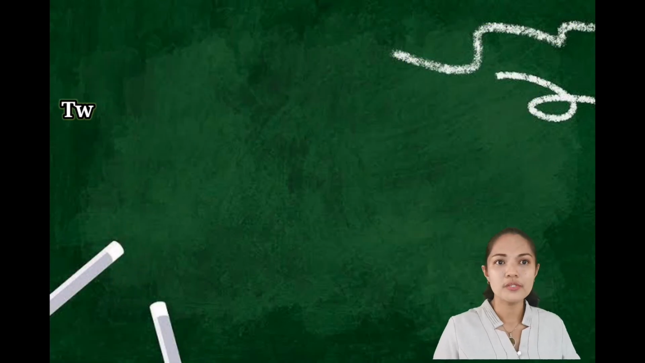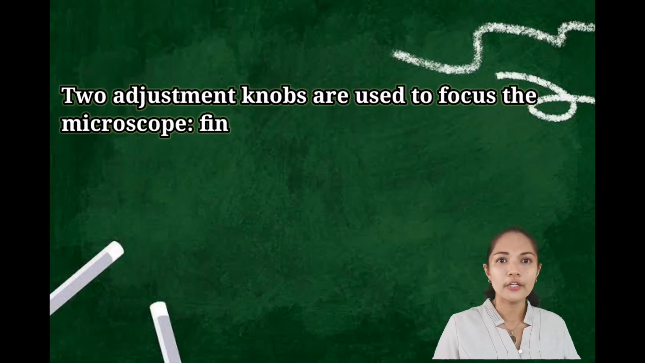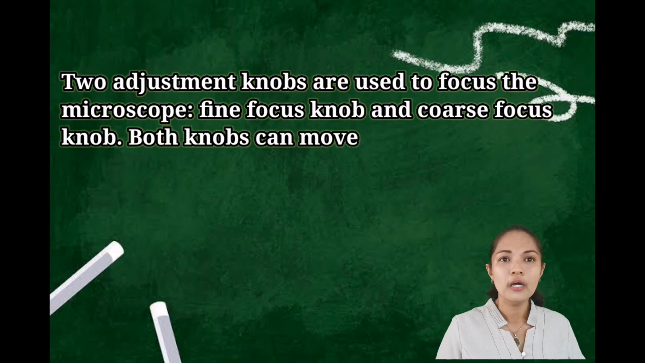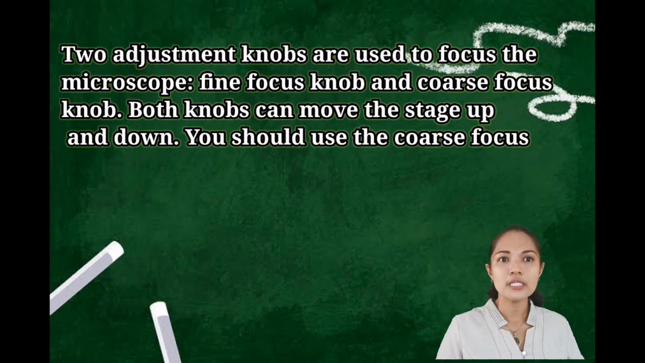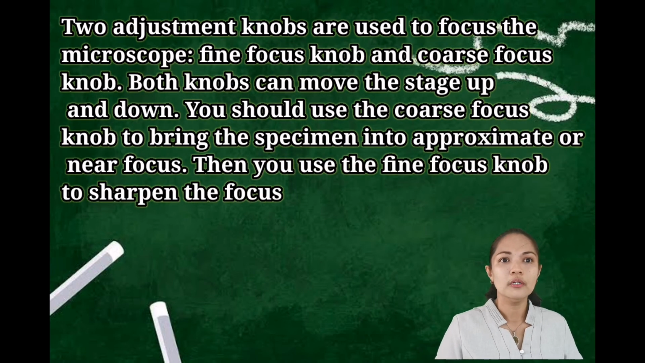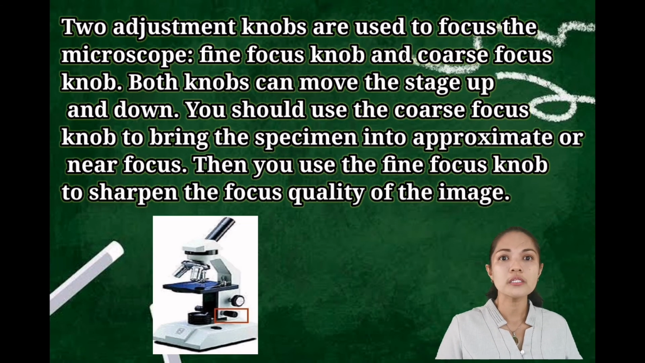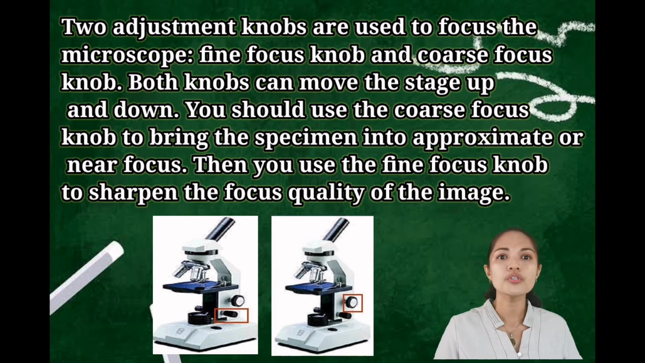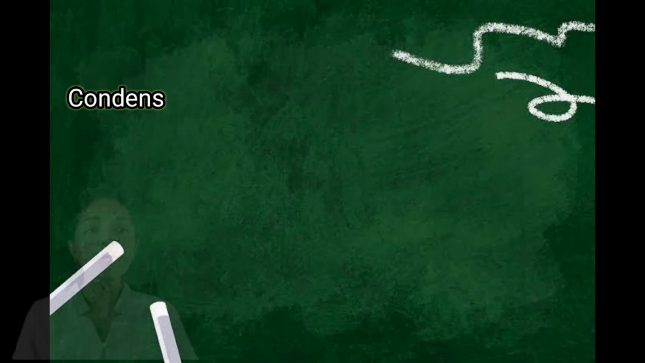Coarse and fine knobs. Two adjustment knobs are used to focus the microscope: the fine adjustment knob and the coarse adjustment knob. Both knobs can move the stage up and down. You should use the coarse focus knob to bring the specimen into approximate focus. Then you use the fine knob to sharpen the focus quality of the image.